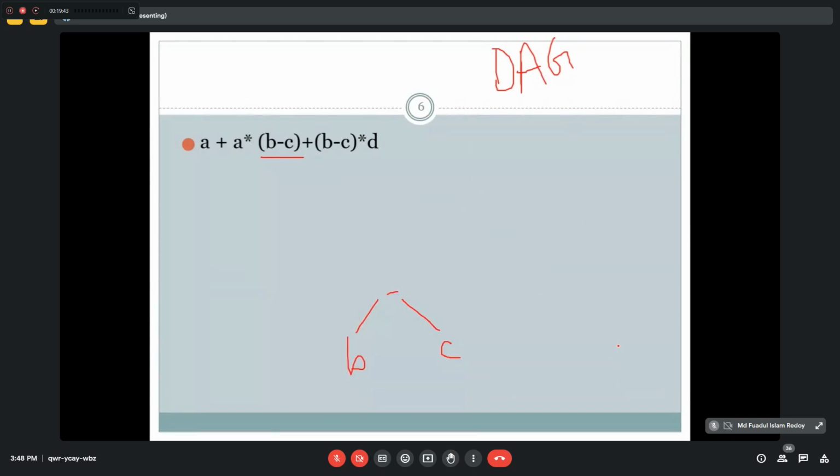So look at this. B minus C. Now I am going to actually draw the DAG. B minus C, so those are the leaf nodes. Leaf nodes contain operands, no problem. And this is the internal node. The internal node contains the operator, no problem, because this is the same as the syntax tree.